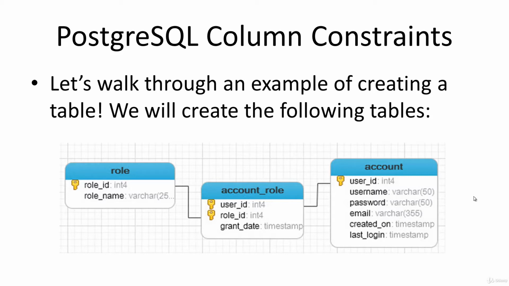We'll create a simple role table, which has a role ID and a role name. And you can note that the data types are defined there as well. We'll have an account role table, and then we'll have an account table. So let's go ahead and jump to pgAdmin, create a new database, and then start creating these tables directly through the SQL editor. Okay, I'm going to go ahead and jump to pgAdmin now so we can get started.